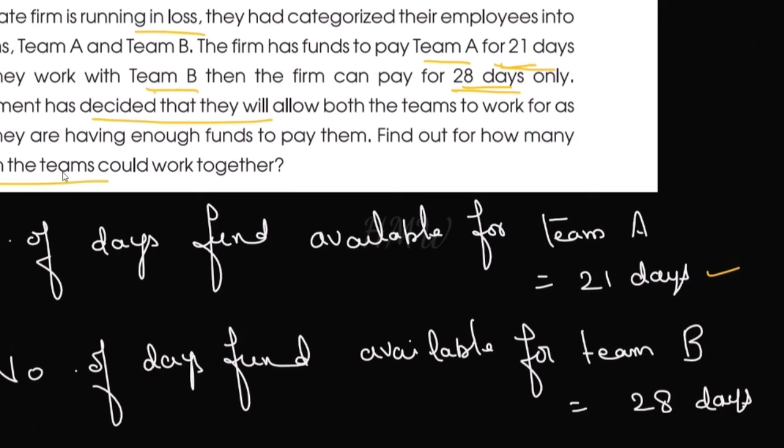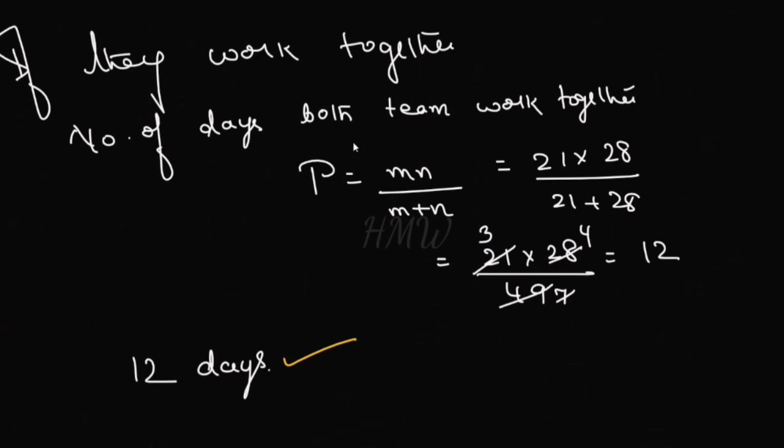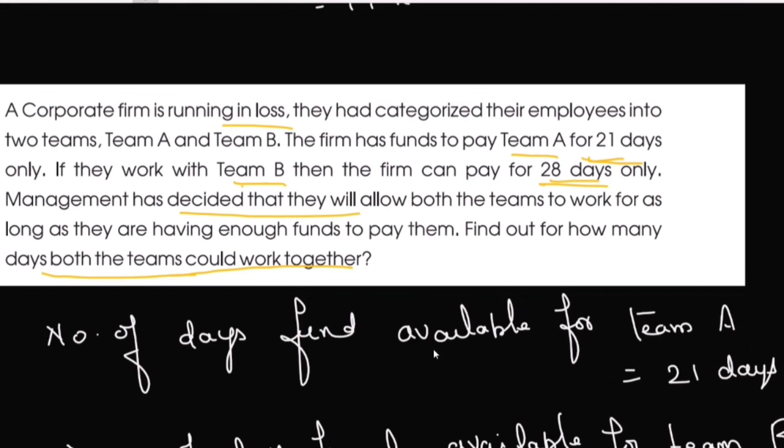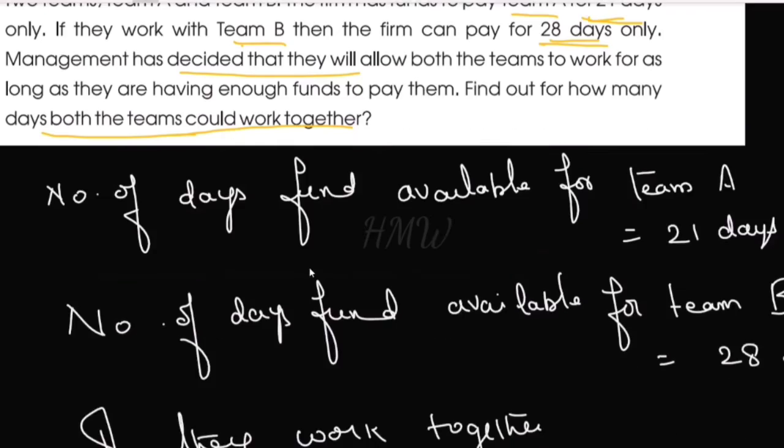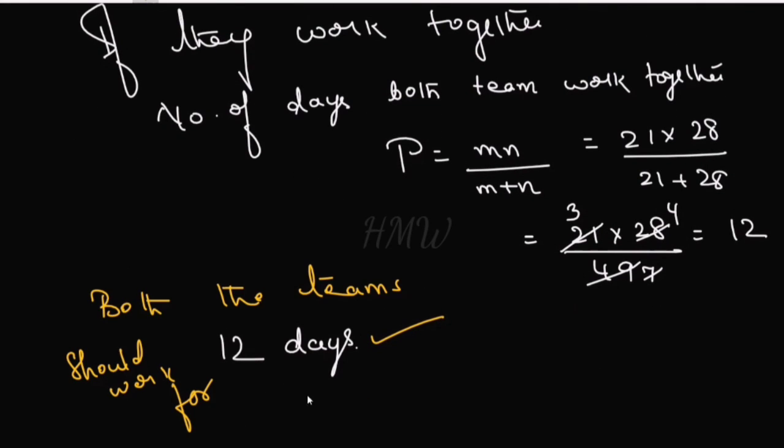So that means if both the teams could work together, the fund will be available for 12 days. How many days should both the teams work? 12 days. So that's the answer. Thank you.